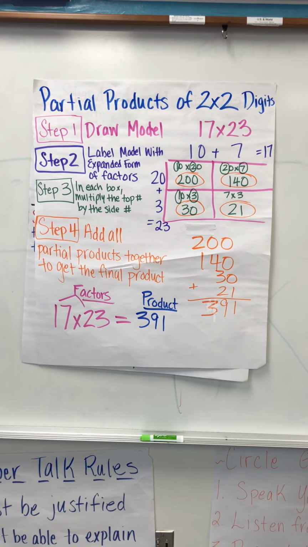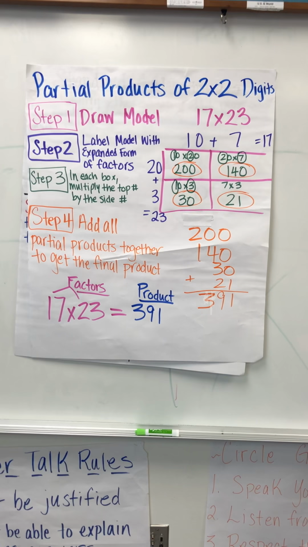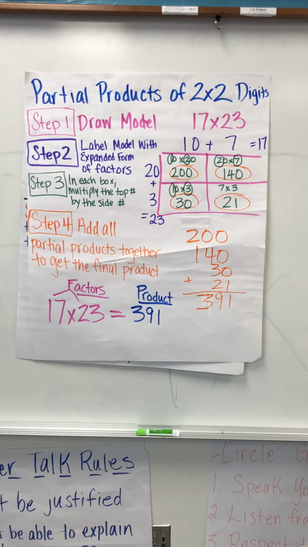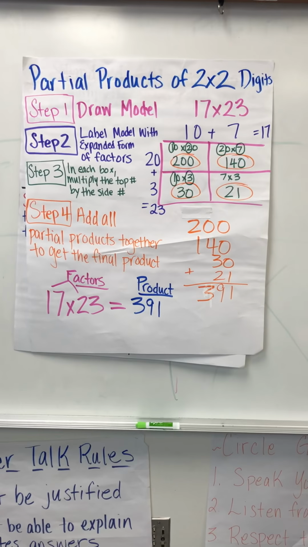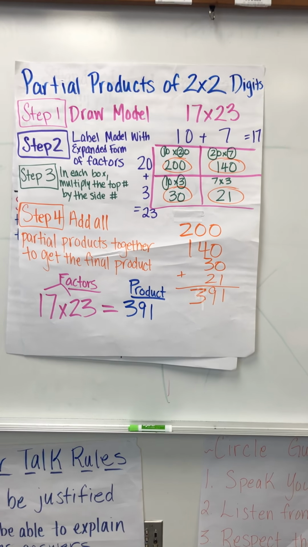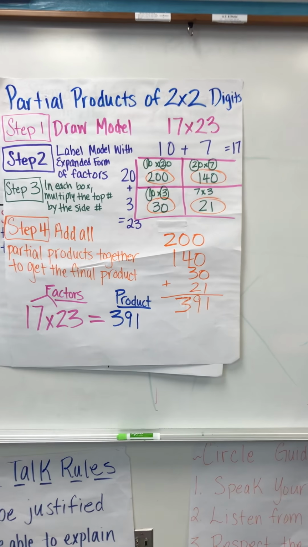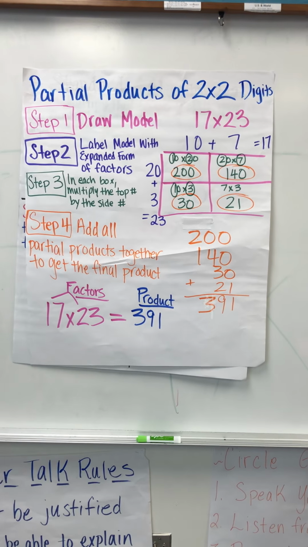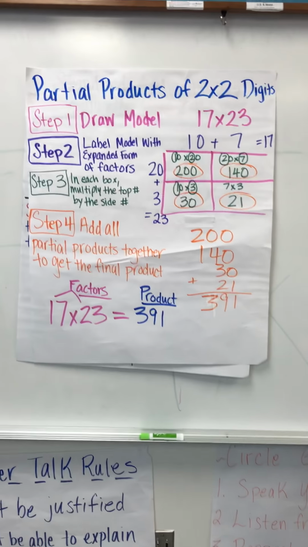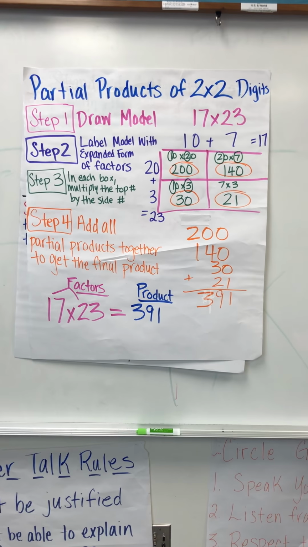Another strategy that students learn to use for multiplying is partial products. This strategy is for students who are not quite yet ready for standard algorithm, but we still want them to be able to multiply 2-digit by 2-digit numbers. So this is okay for now, but by the end of 4th grade, we want them to use the partial products as just a checking method and not the main method. We want them to be able to use standard algorithm.